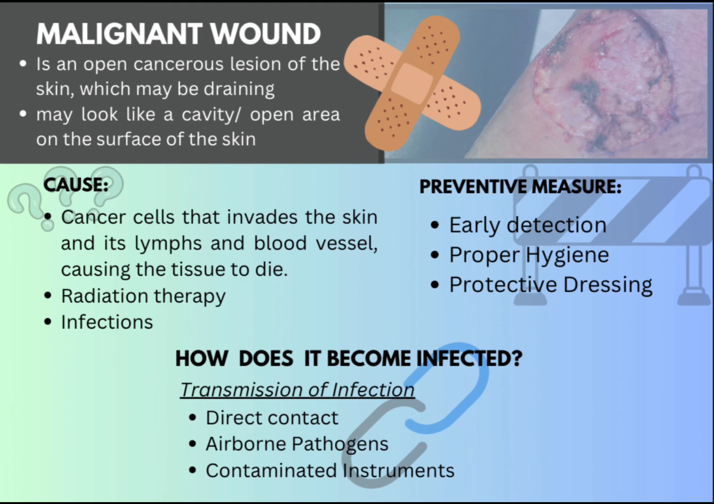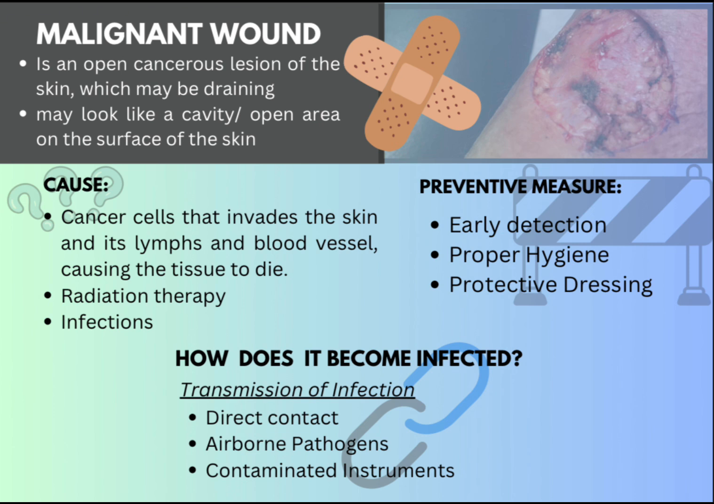Malignant wounds, often referred to as fungating wounds, occur when cancerous cells infiltrate the skin and its underlying structures. These wounds present unique challenges in terms of management and care. Let's delve into the characteristics, causes, and preventative measures.